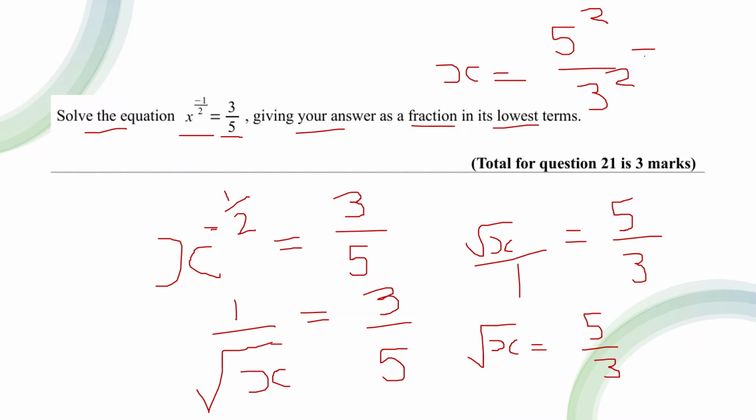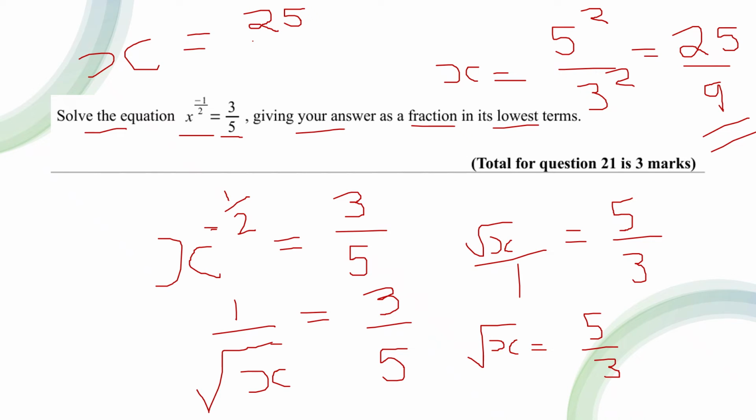So 5 squared is 25, and 3 squared is equal to 9. So we have x equals 25/9. And that, guys, is our final answer. So x equals 25/9 as a fraction in its lowest terms. Of course, I can write it as a mixed number if I want to. It's not actually asked for, but as a mixed number, how many times does 9 go into 25? It goes in twice fully with a remainder of 7, so it's 2 and 7/9, or 25/9. That's our final answer.